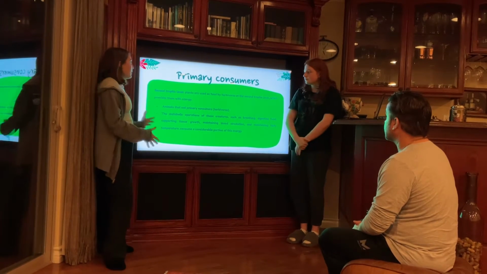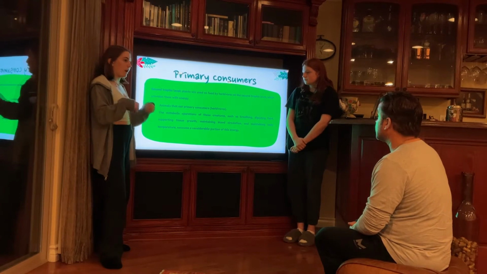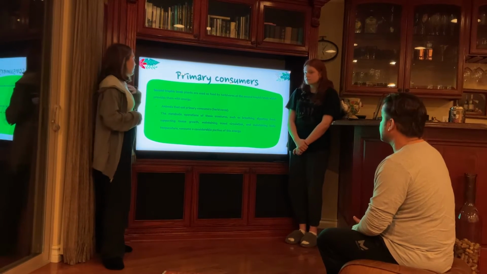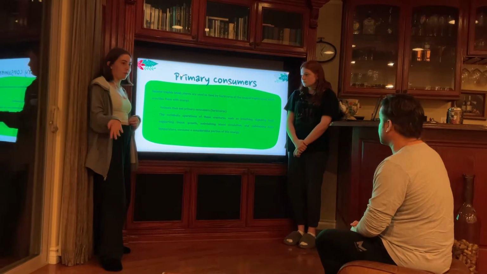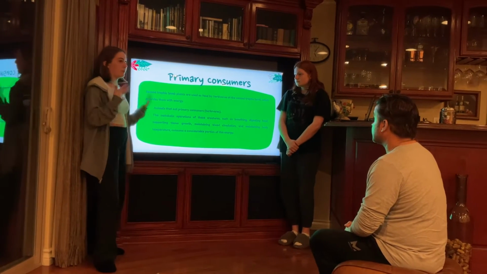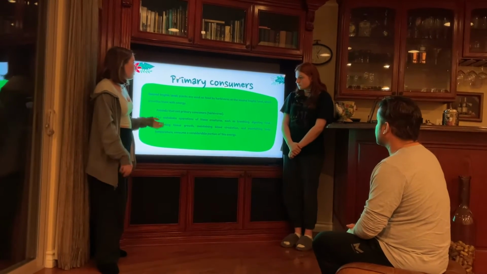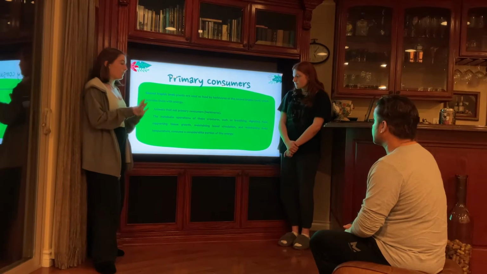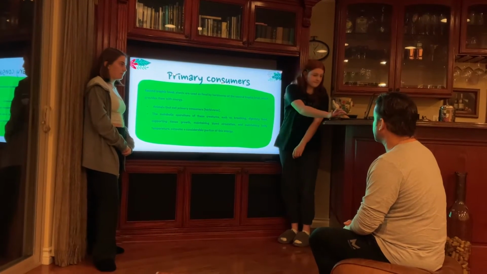And then next we have the primary consumers, which, as you might be able to tell by the name, eat the primary producers. These are animals that eat the primary producers, and they're mostly herbivores because primary producers are mostly plants. They get all their energy to do breathing, digesting food, everything from the primary producers.